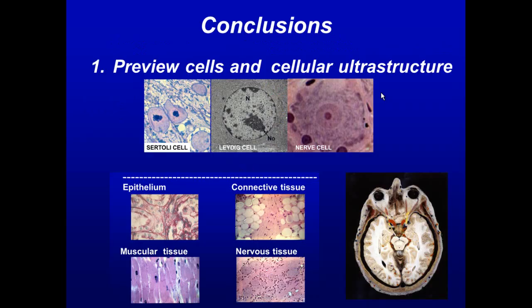So in conclusion, we previewed cells, organs, ultrastructure features, and the different types of tissues as well. So we previewed the tissues and organs as well as the ultrastructure. I hope it's useful. Thank you.